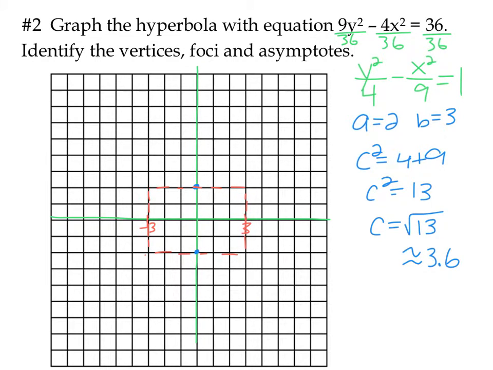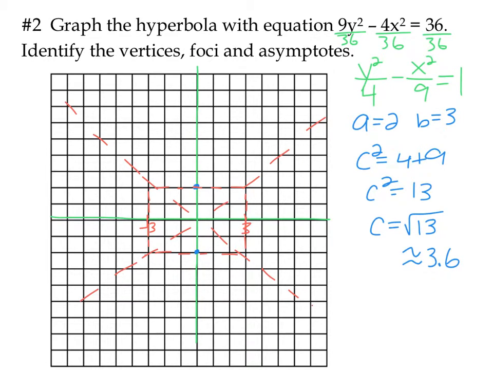I'm going to have asymptotes then that go through the corners of that box. So I'm going to draw an asymptote that goes through this corner and this corner like this, so that my parabola, I know kind of how it's going to open. So I'm going to draw an asymptote through there, and then through here. And let's put our focus in there, and then we can draw the curve.